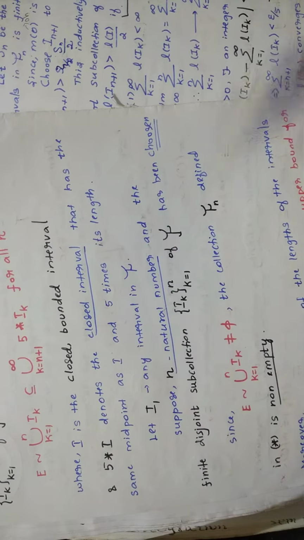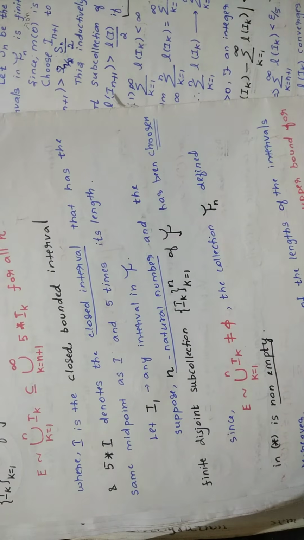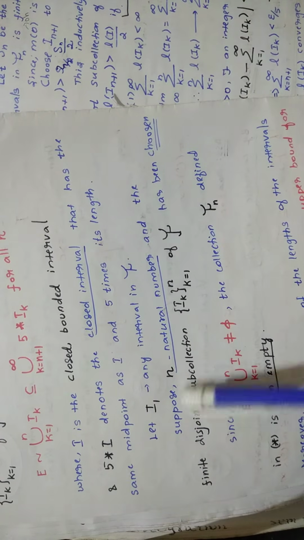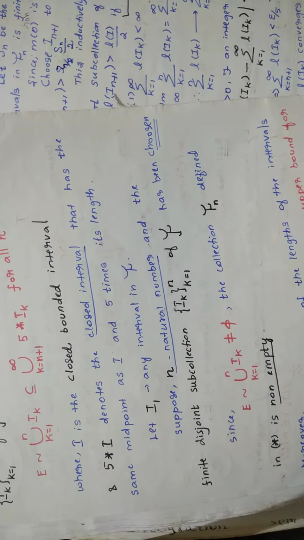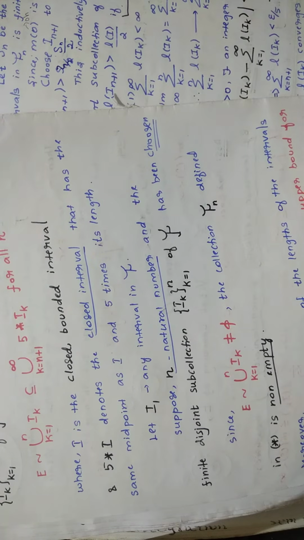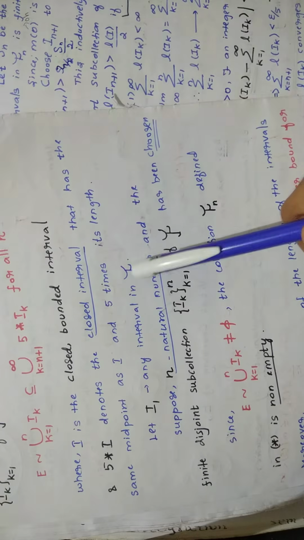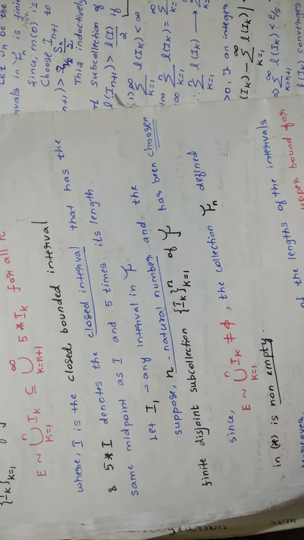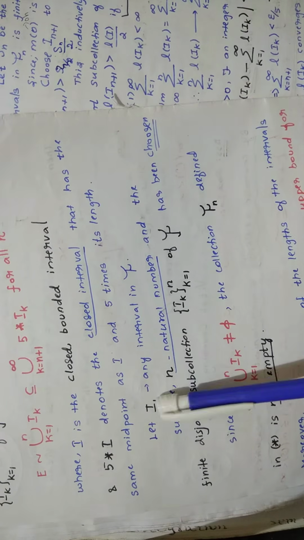Same midpoint as I and 5 times its length. Is that clear? Okay, now you are taking an interval I1 from F. You know that you have a collection of intervals in this F. So from this F you are taking one interval, that is I1.